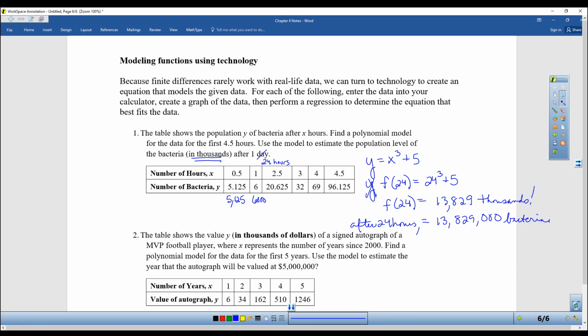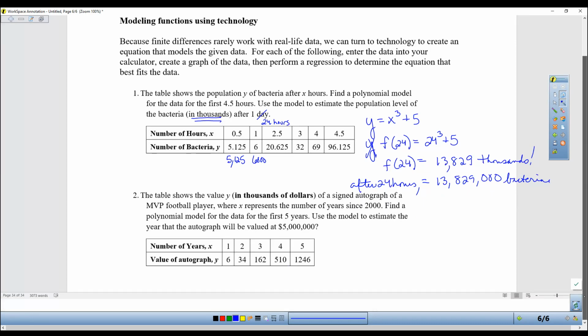So this is a little bit of a struggle for people doing this concept when it's in thousands. The next one is even harder. The table shows the value y in thousands of dollars of a signed autograph of a MVP football player, where x represents the number of years since 2000.